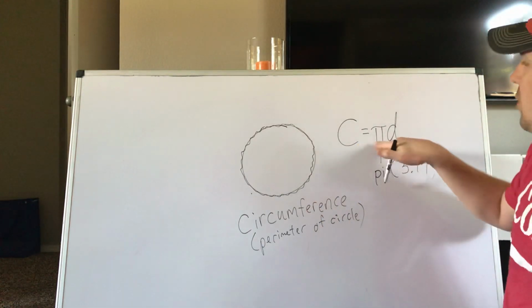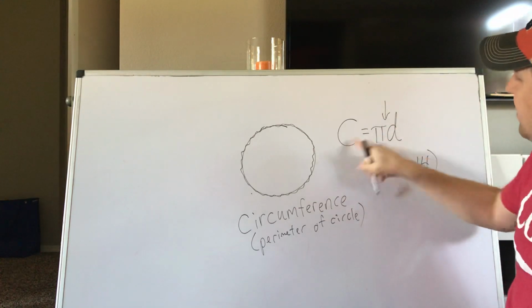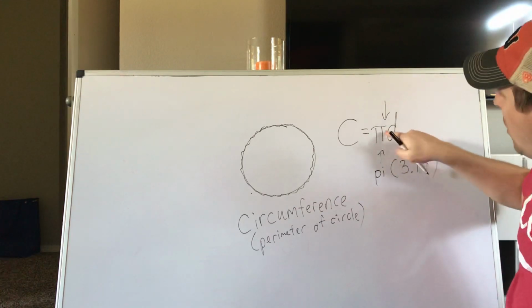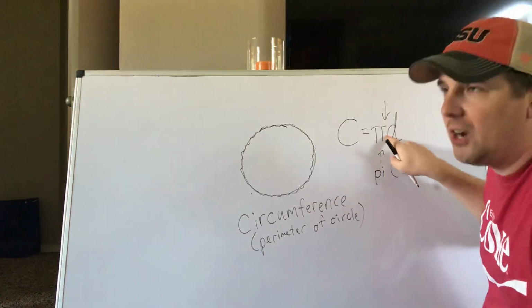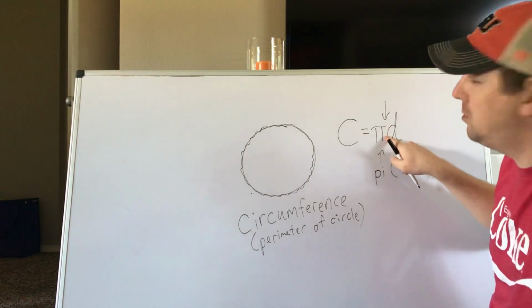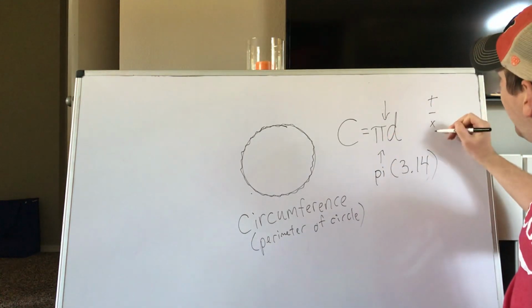Okay, so what does this mean here? To find the circumference, we need pi times diameter. When you don't see an operation here, what operation should you do? Should you add, subtract, multiply, or divide?